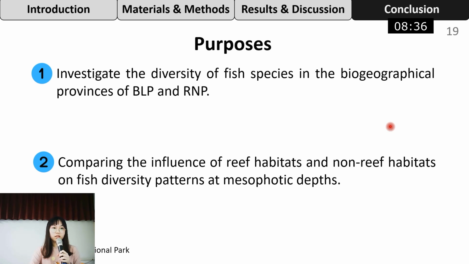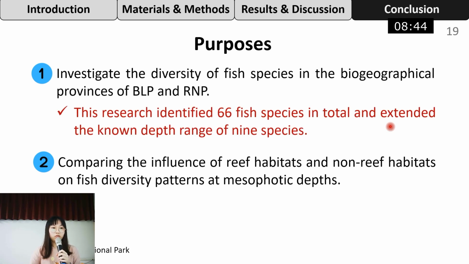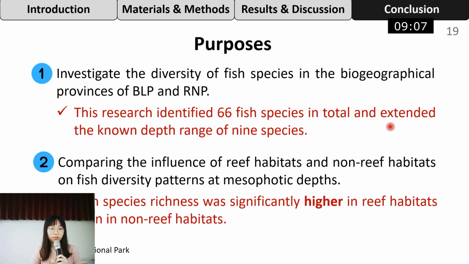The first is to investigate the diversity of fish species in the biogeographical provinces of BLP and RNP. And this research identified 66 fish species in total and extended the known depth range of 9 species. And second is to compare the influence of reef habitats and non-reef habitats on fish diversity patterns at mesophotic depths. And this research showed that fish species richness was significantly higher in reef habitats than in non-reef habitats.